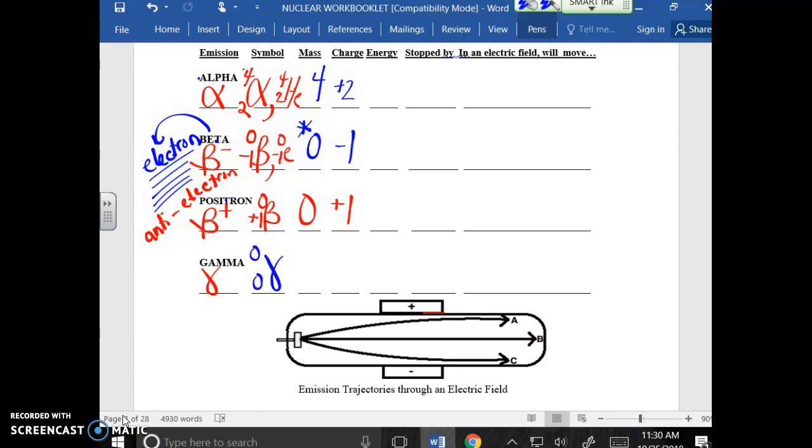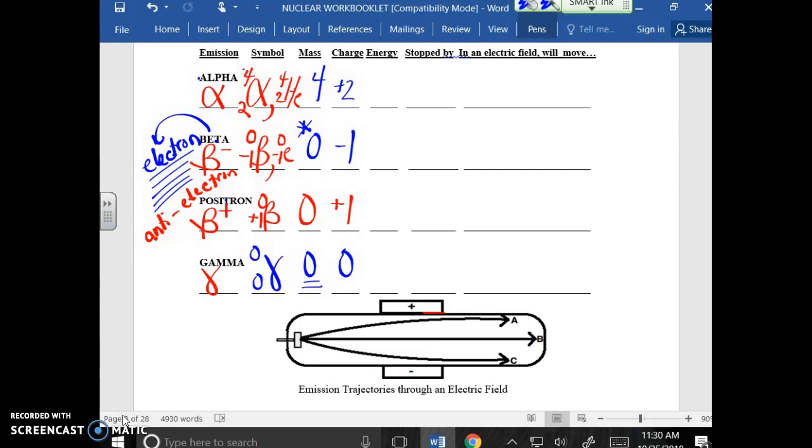Now, when we say that these have a mass of 0, we mean true 0. Gamma rays are pure energy. They don't appear as mass, they appear as energy. They're chargeless, they're uncharged, they're neutral, just like neutrons are.